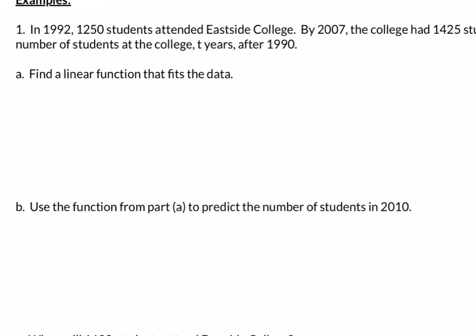The first thing that we have is we do have 2 points. So remember, we want to go ahead and label our 2 points. And one of the key things we want to remember is that T is the years after 1990. So in 1992, this is going to be year 2. This is 2 years after 1990. In that year, we had 1,250 students.